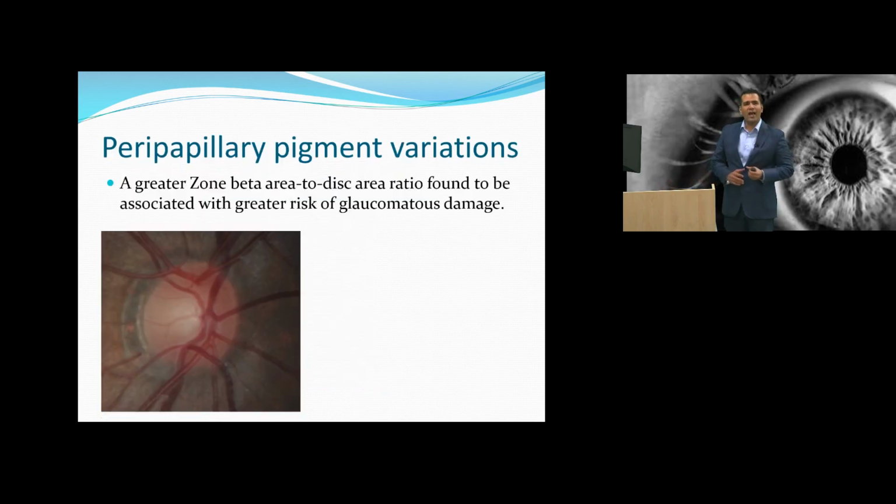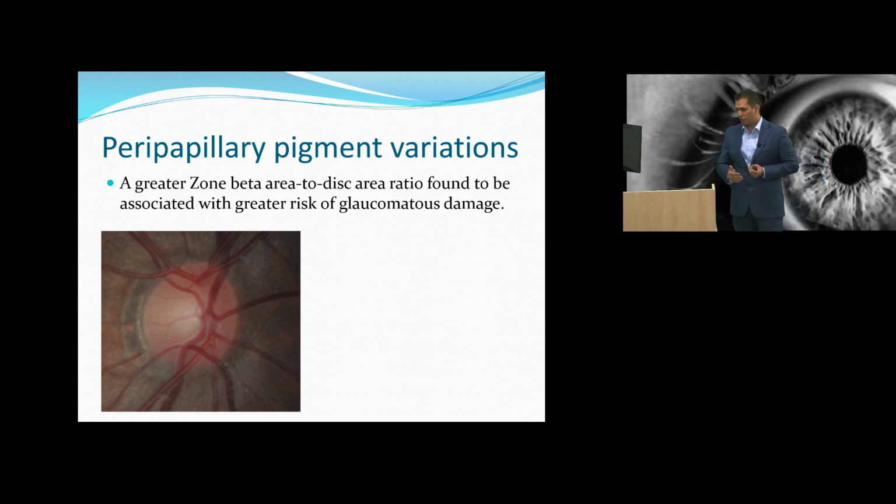Now, if you had a large zone beta, which means that there is absence of RPE or retraction of RPE, what we know is that the larger the zone beta area to disc area, meaning if the optic nerve head is 1, how large is the peripapillary atrophy, or in this case zone beta, if you want to be specific, the larger the zone beta to disc area ratio, the greater is the risk of glaucomatous damage.